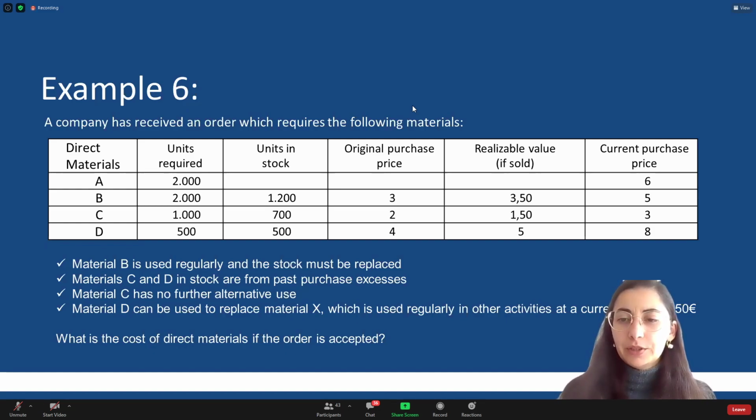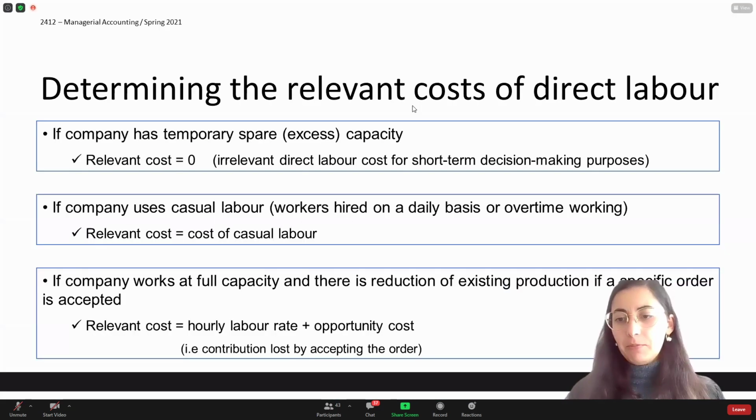So the total cost, has anyone already calculated the total cost? 27,700. 27,700, excellent. Any questions? No? Okay, let's just finish with direct labor. So we will go a little bit later for the break, and then we will return later for the second class.